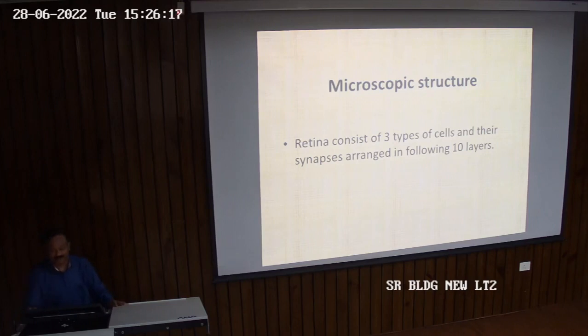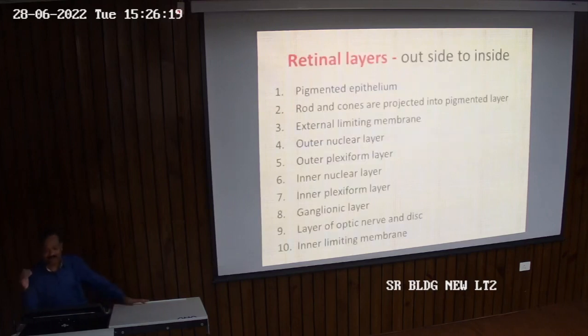How they are arranged: the layers from outside to inside. Outside means, if I am looking towards you and I am seeing your retina, outside means most back. The layer which is first after the choriocapillaris is the most outermost layer. It is not from out to in, it is coming from back to front.